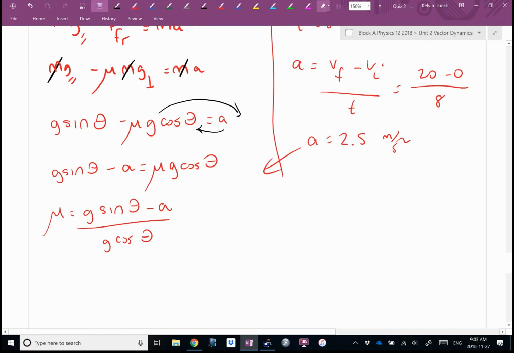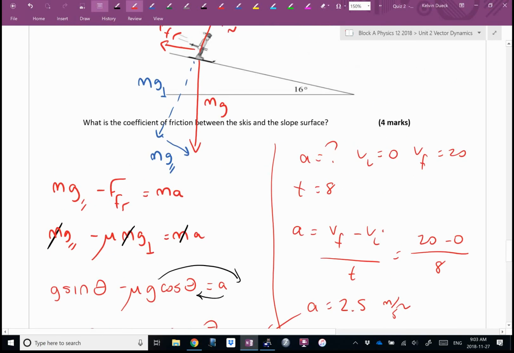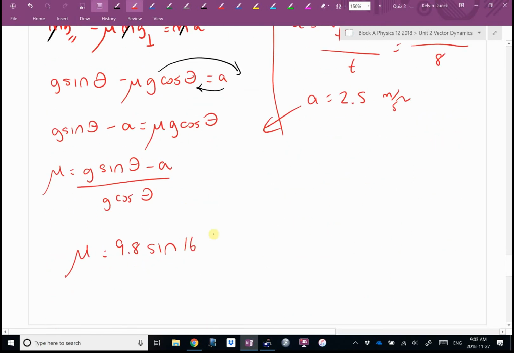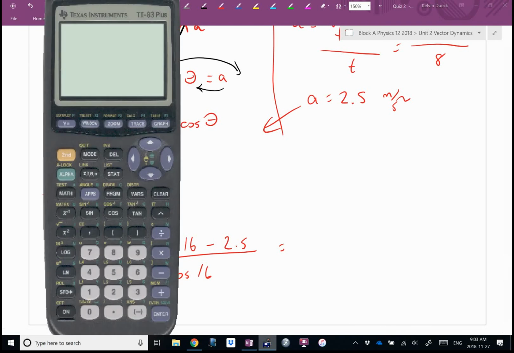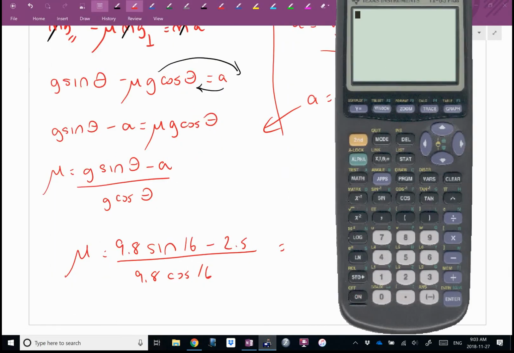It's going to be 9.8 sine, what the heck was theta? 16? Minus 2.5 all over 9.8 cos 16. What's mu? I don't know. What's mu with you? Here's what we end up getting. We're going to get 9.8 sine 16 minus 2.5, close off the top, divided by bracket 9.8 cos 16. Did you get 0.021? And that seems about right for snow. Should be fairly small.